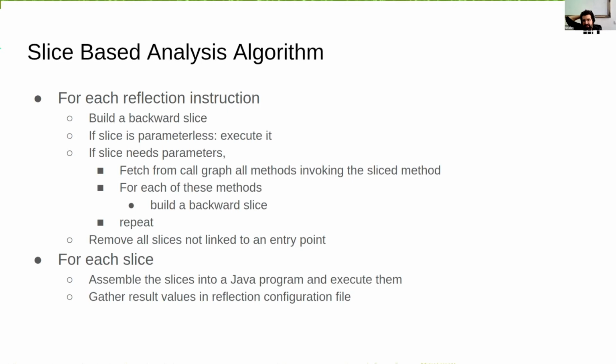A lot of them are actually easier to execute, and a lot of them have no parameters, so you can just execute them as they are. And if they do, by looking into the call graph and recursively building a backward slice, you're able to work them out, and they can be executed without external input from the program. Once you get all of them, of course, you want to remove all the slices not linked to an entry point. Then you execute them inside the GraalVM and you get all the values you want.